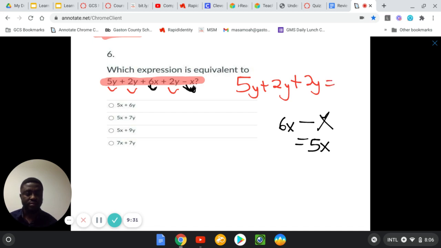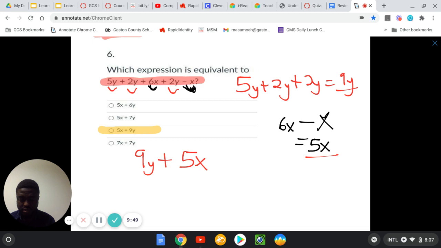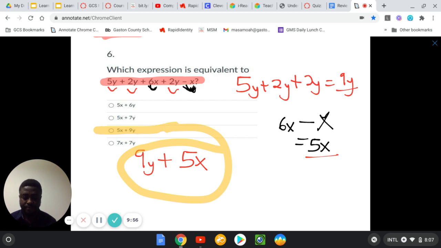9y. So you have 9y plus 5x. So 9y plus 5x. So which expression represents that? So remember, addition is commutative. So I'm going to pick that because irrespective of the position, this is equivalent to that.